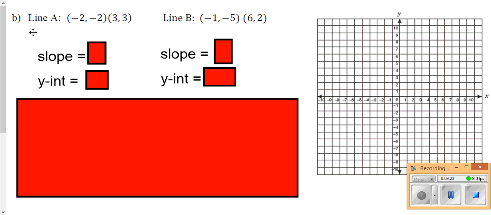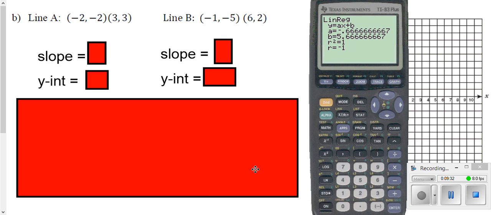All right, I'm going to go ahead and do this B example right here with line A and line B. If you don't need this, you can pause it and do it yourself here. Again, I like the StatEdit, StatCalc way. I'll go ahead and edit. I got it cleared out. L1 clear. All right, well, let's put in the x's, negative 2 and 3 for the x's. And we have the same thing for the y's, negative 2 and 3.